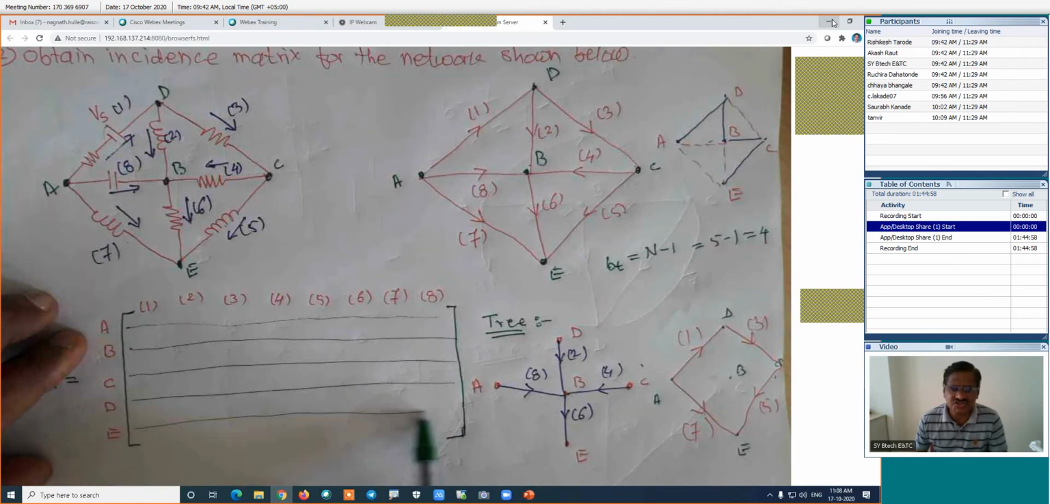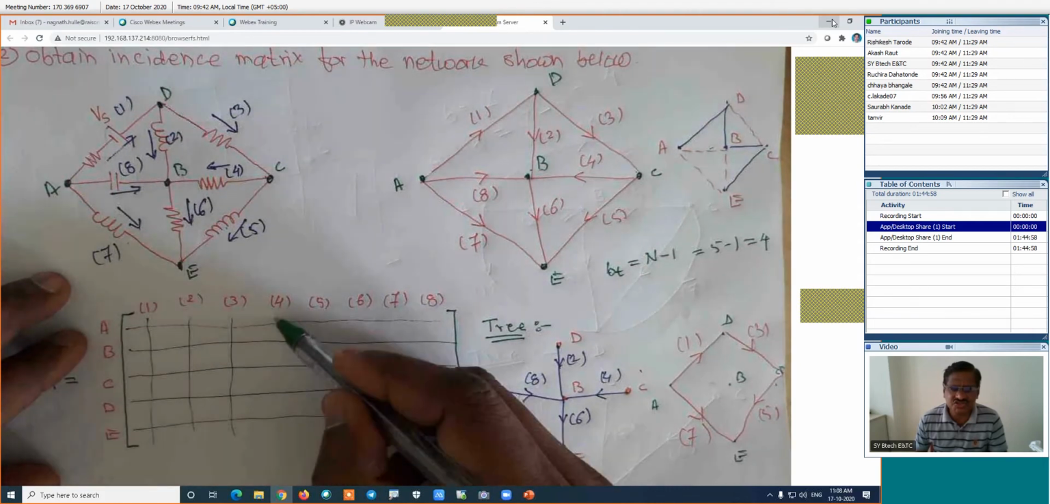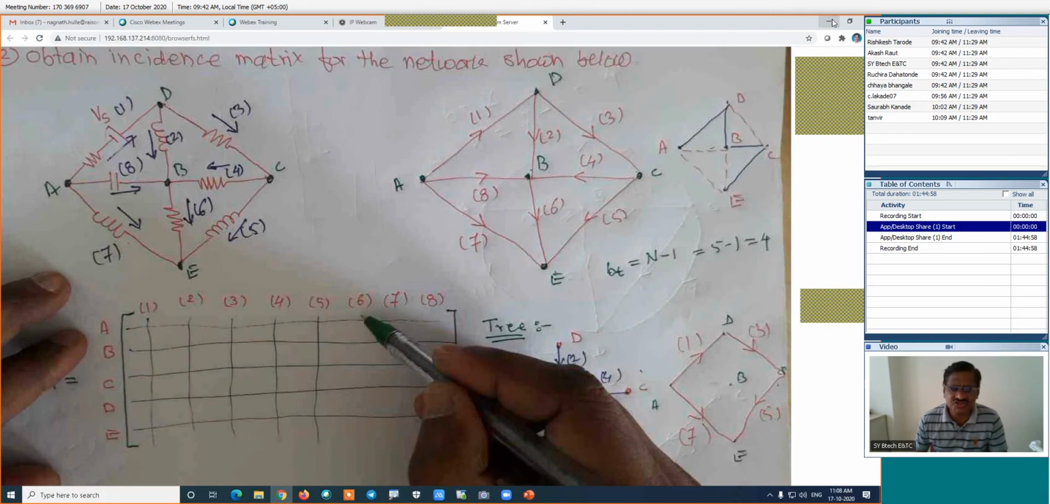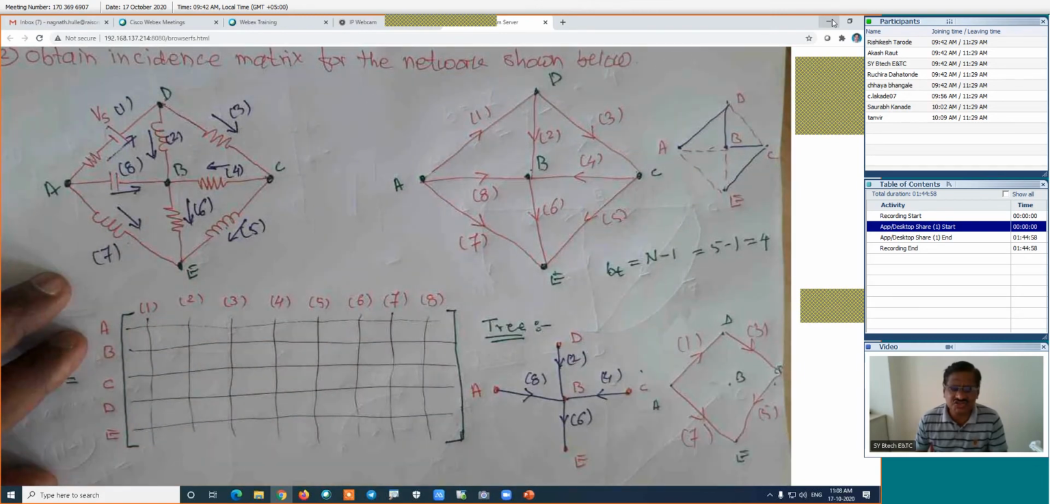I will make some lines here. These are the rows, and this is a column. I'm drawing this because we should be able to draw each and every element. We should not get disturbed. That's why I'm drawing this.